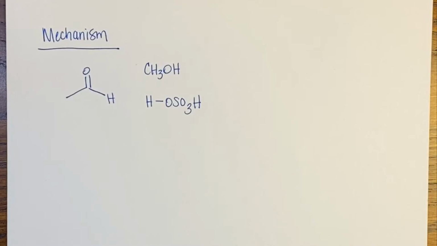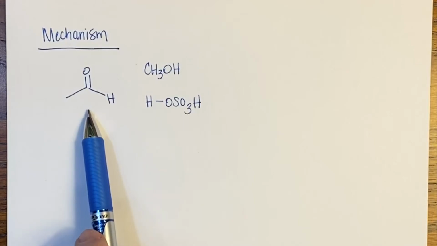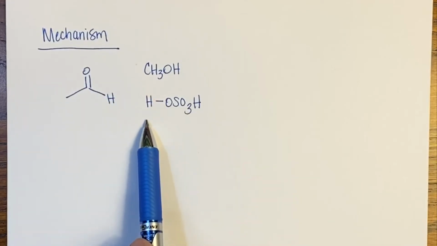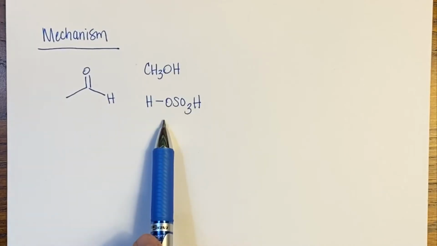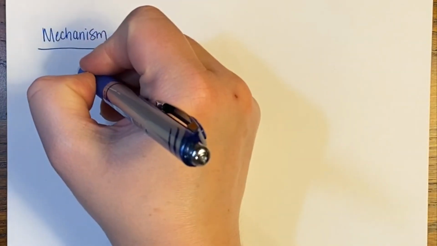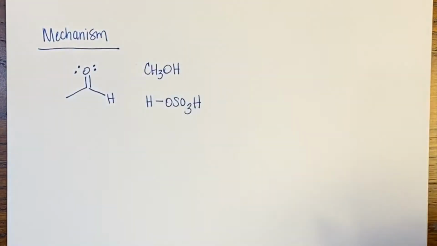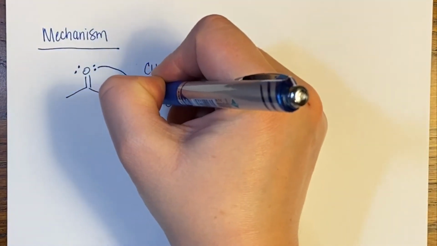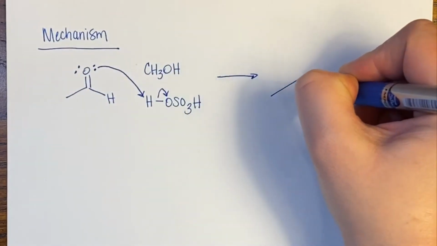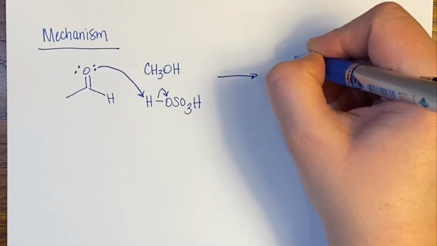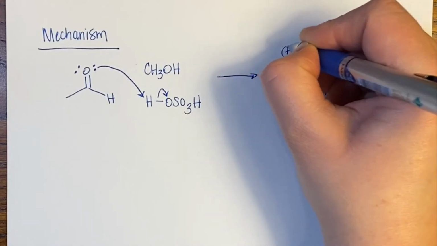So if we look at the mechanism for the formation of an acetal, we're starting with this aldehyde right here in the presence of an alcohol and sulfuric acid. And what we already know about the chemistry of carbonyl compounds and the chemistry of oxygens in general is that whenever we have these types of compounds under acidic conditions, that oxygen is going to protonate. So that's going to be the very first step of this mechanism, where this oxygen picks up a proton, and we're going to get to that intermediate.